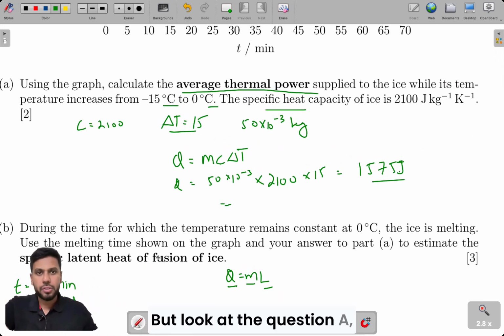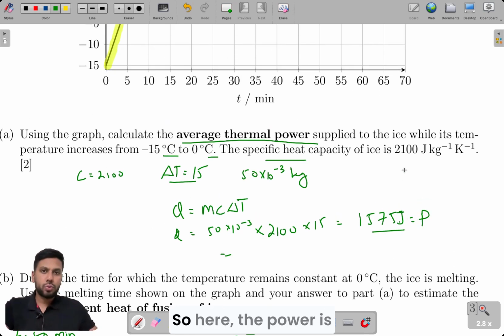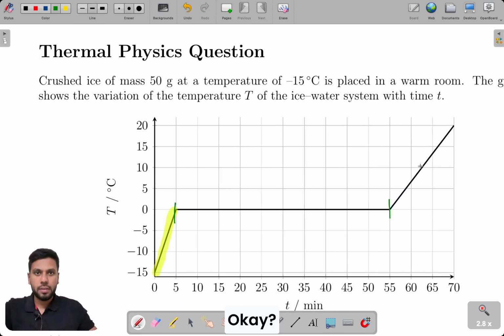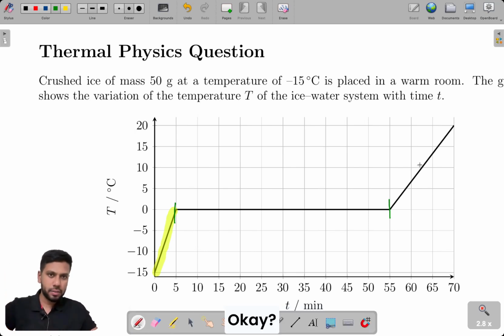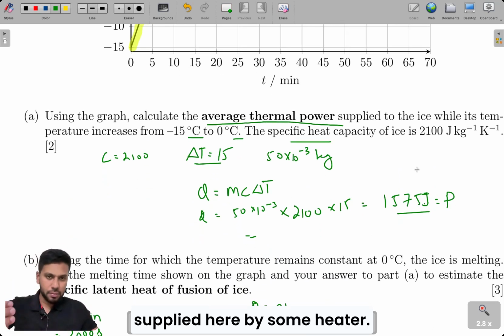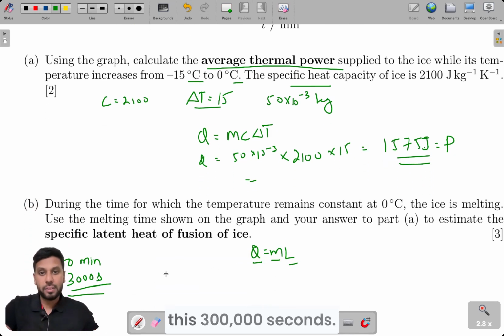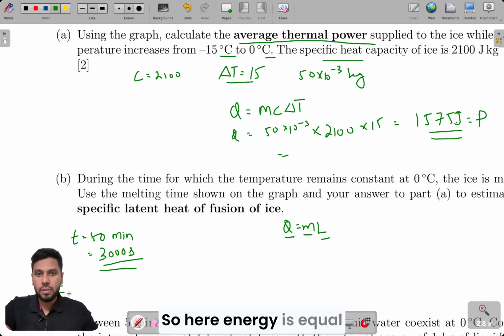But look at question A. The average thermal power supplied. So I have the power supplied with me. The power is being supplied with some instrument, maybe a water heater. It is being supplied by some heater, and this is the power. Now this is the same power that runs for this whole time. So here energy is equal to power into time.